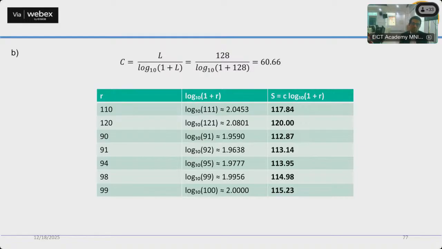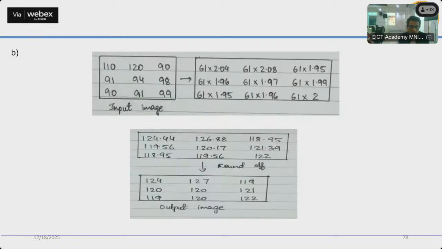Another important thing here is that this mapping, the new map, has been shown here clearly. After rounding off, it is 124. So this is the final one. This is the final output here.